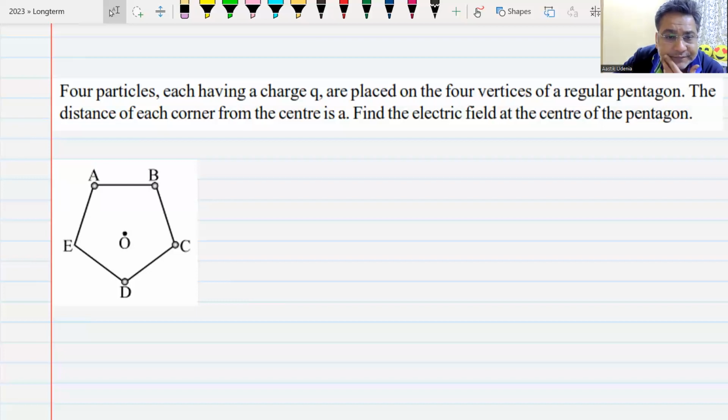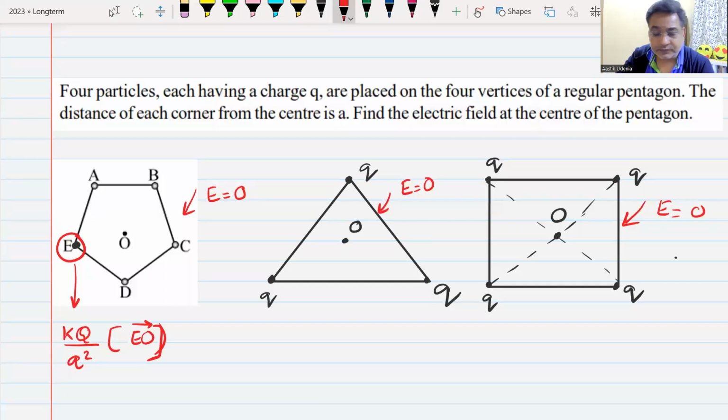Sir, yes, beta. Is it 4kq by a square? 4kq by a square. How did you get it? Okay. Can you tell me how did you get it? Distance is same for. We have understood this? Yes, sir. Note it down, please.